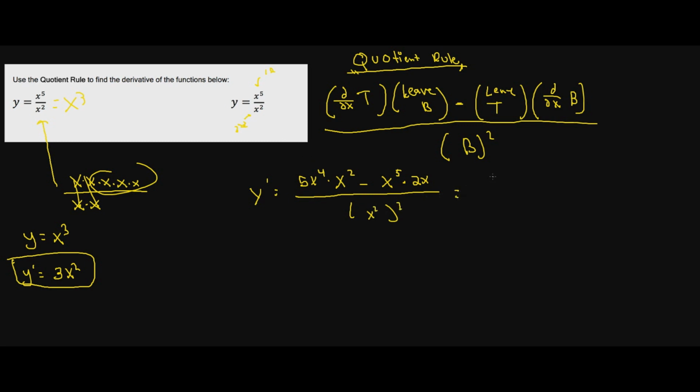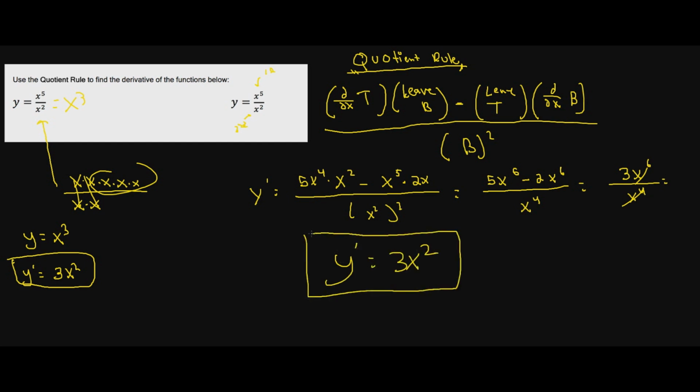Let's simplify this. It's going to be 5x to the 6 minus 2x to the 6, all divided by x to the fourth. Because they both have x to the 6, we'll simplify like terms. 5 minus 2 is 3, so we get 3x to the 6 divided by x to the fourth. 6 on top, 4 on bottom, they cancel out, and we're left with 3x squared. So you can see this little rule, even though it seems like a lot of work, is in fact going to get us the exact same thing.